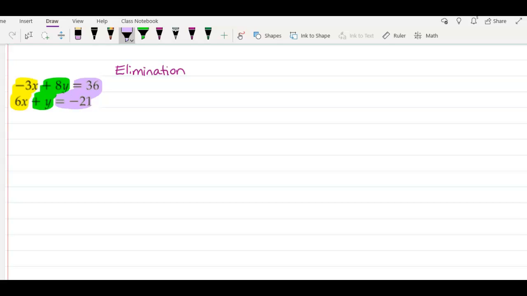Neither the x coefficients are opposites nor the y's, so I have a choice. I need to do something to make them opposite, so I'm going to leave the second equation just how it is. My first equation, however, I'm going to double. I'm going to have negative 6x plus 16y equals 72 because I doubled every number.